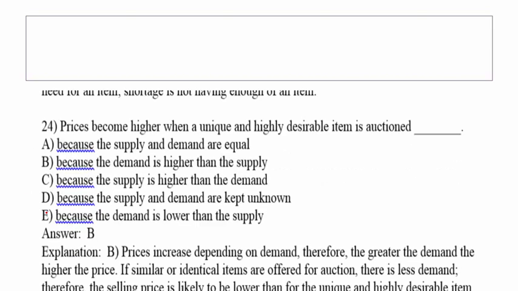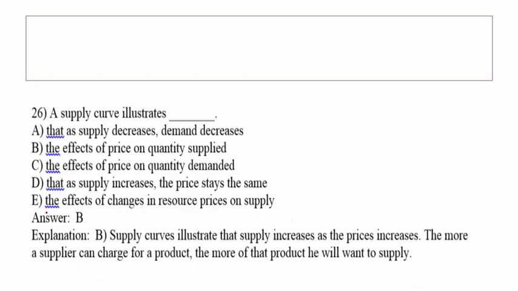How about this one? Prices become higher when a unique, highly desirable item is auctioned because the demand is higher than the supply. So we're in that shortage area, and if it's a unique item, you can't produce more because that's the only one of that thing. So what's going to happen? Prices have to go up at that point, right?